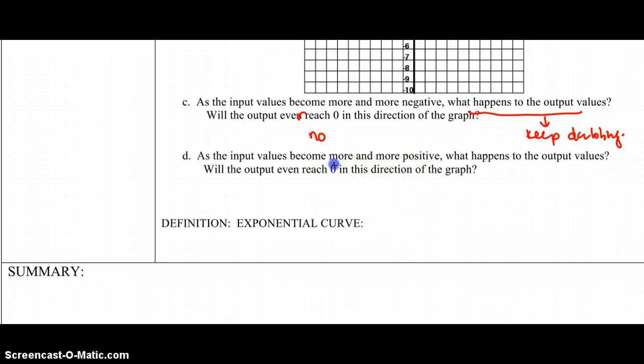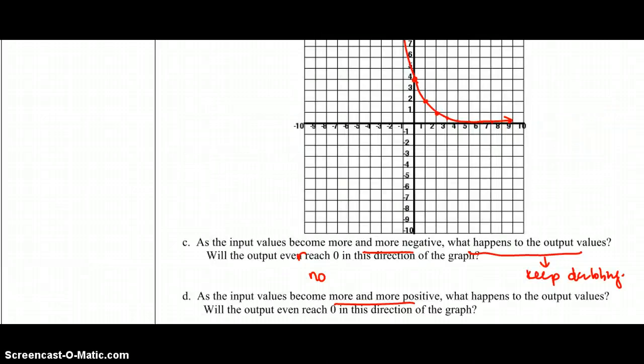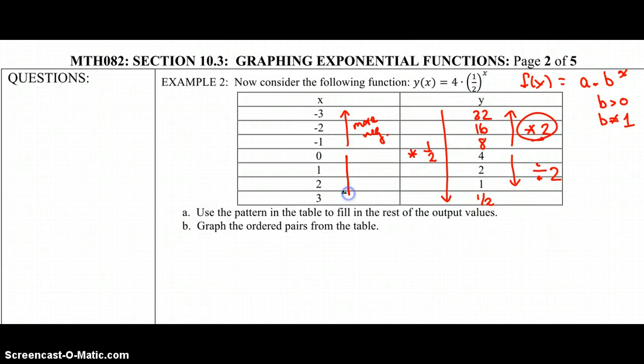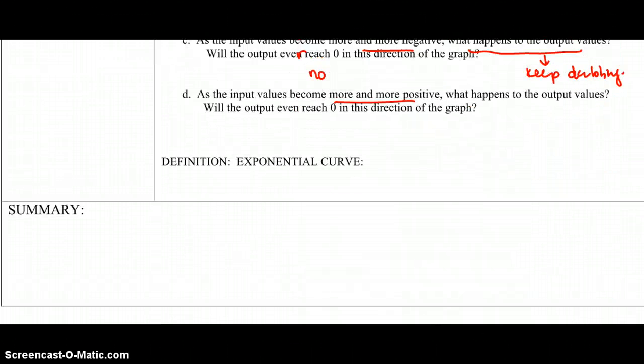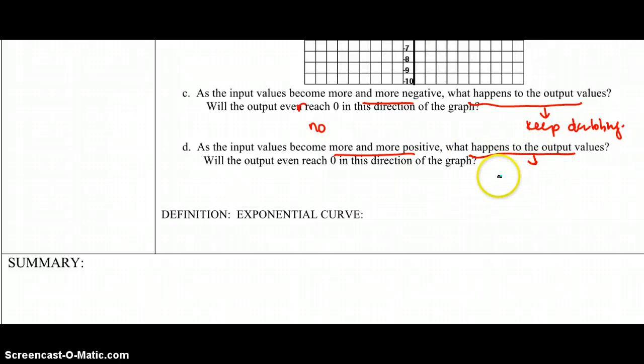Okay, so what happens now is we're getting more and more positive instead. So if we go up to the table, our inputs in this direction are getting more positive. And if we look at our output values, they keep dividing by 2, becoming half as much. So what happens to the output values? They keep becoming half as much. So again, you start with a number and take half of that, and half of that, and half of that. It keeps getting smaller and smaller, but it's never going to actually reach 0. Okay, so these curves will not have any x-intercepts.